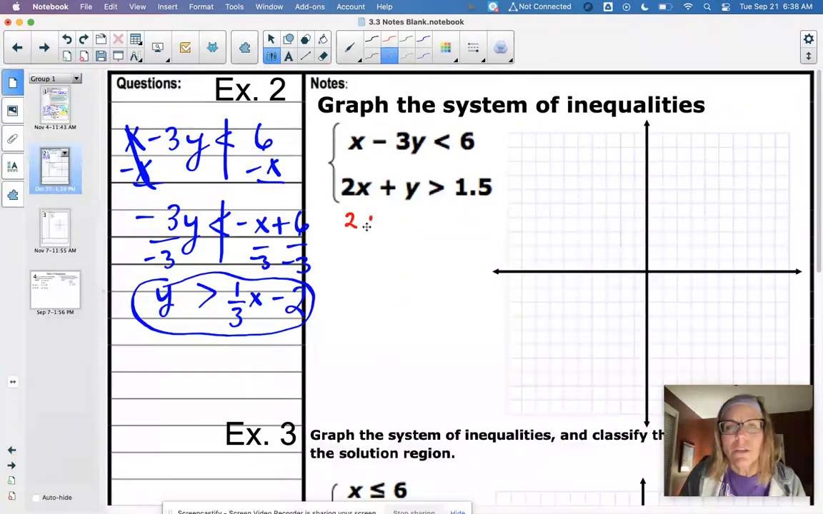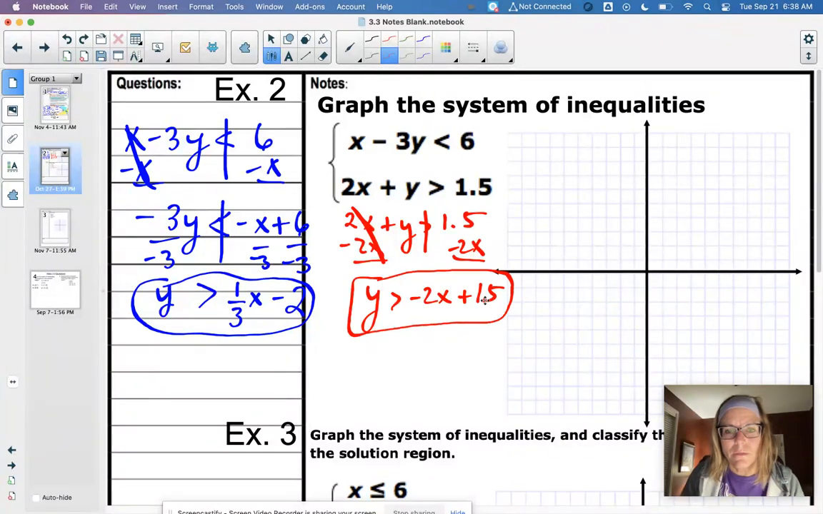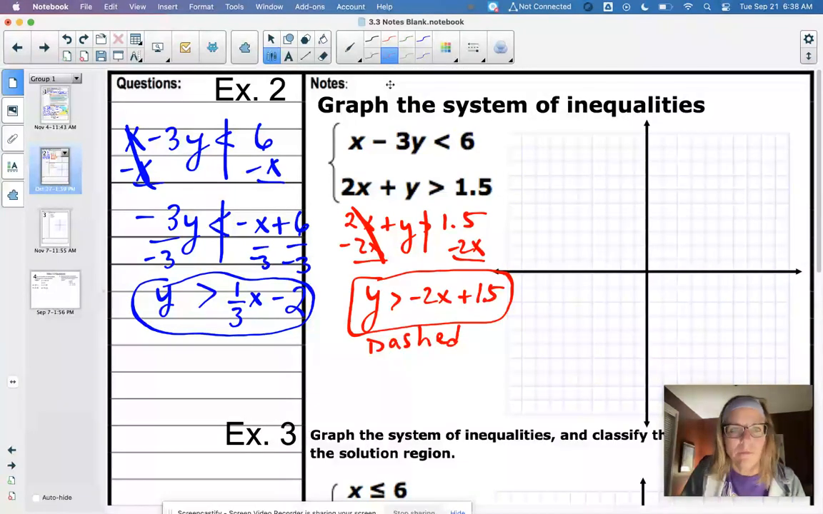Second one, we have 2x plus y is greater than 1.5. Minus 2x on both sides. y is greater than negative 2x plus 1.5. All right. This will be a dashed line. This will also be a dashed line.